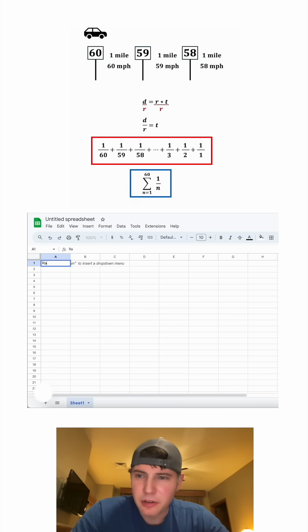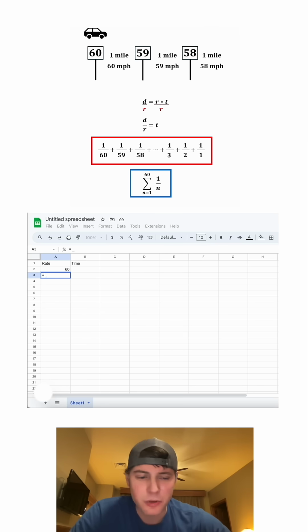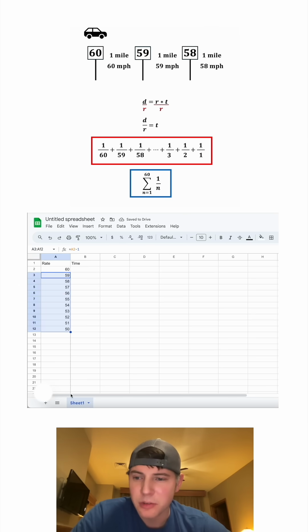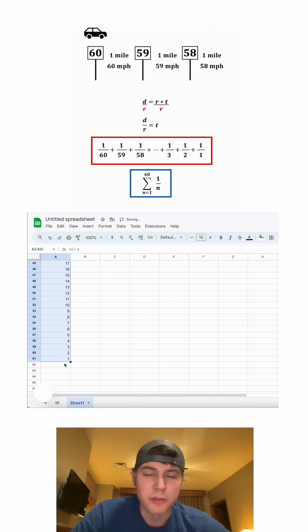So we give this a label of rate, and let's give this one a label of time. For the first interval, we know the rate was equal to 60. And then for the next one, it was 1 slower than 60, so we can say equals this minus 1, and it gives us 59. And now as we drag this down, it's going to keep giving us 1 lower. So we're going to go all the way down until we get to 1. So we can drag it, and we're going to stop around 61. And that gives us 1 right there. So these are the rates that we have for all of these.